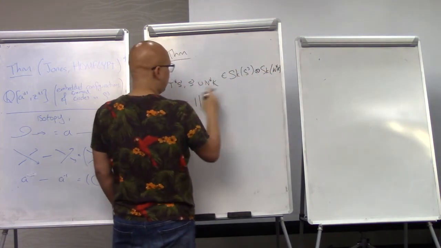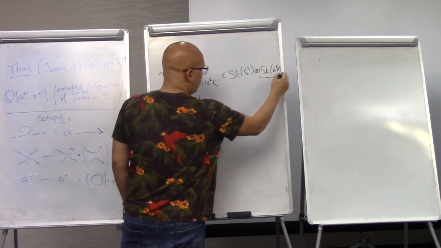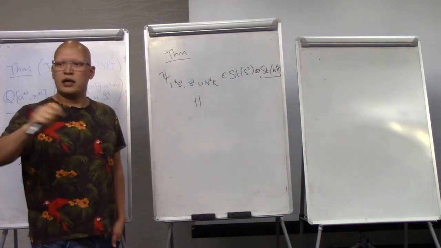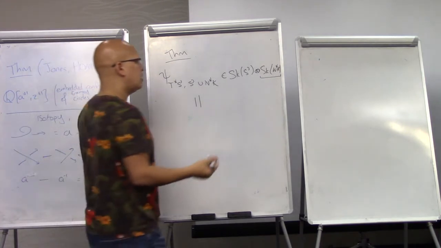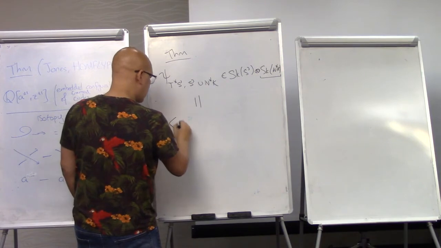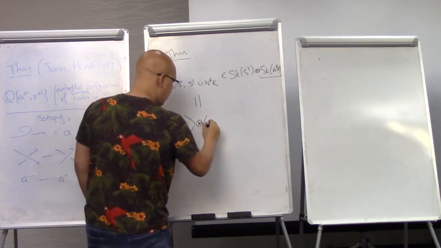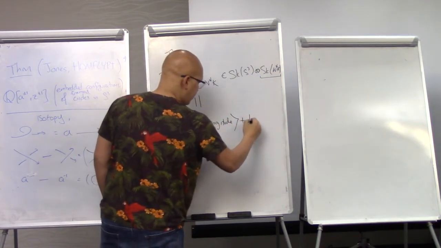It's important to know here that the skein module of the solid torus can be graded by the projection to H1, like how many times it goes around. So this thing is equal to the class of the knot itself, tensor the class of the longitude, plus higher degree.